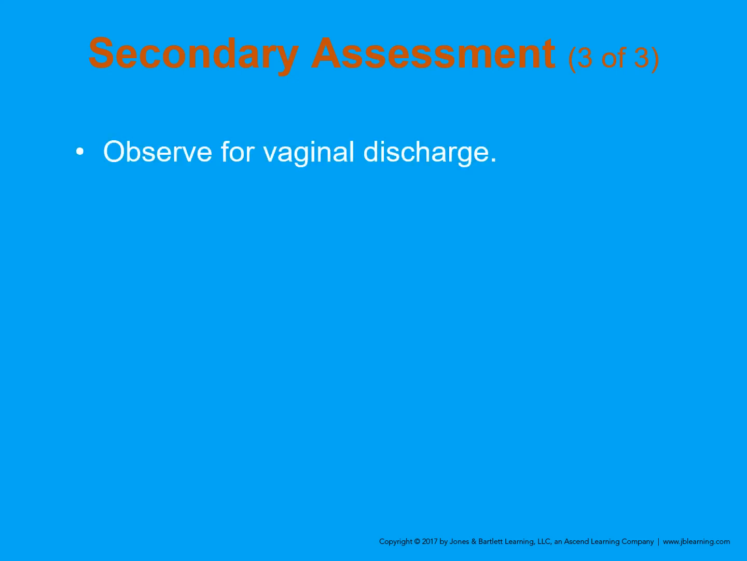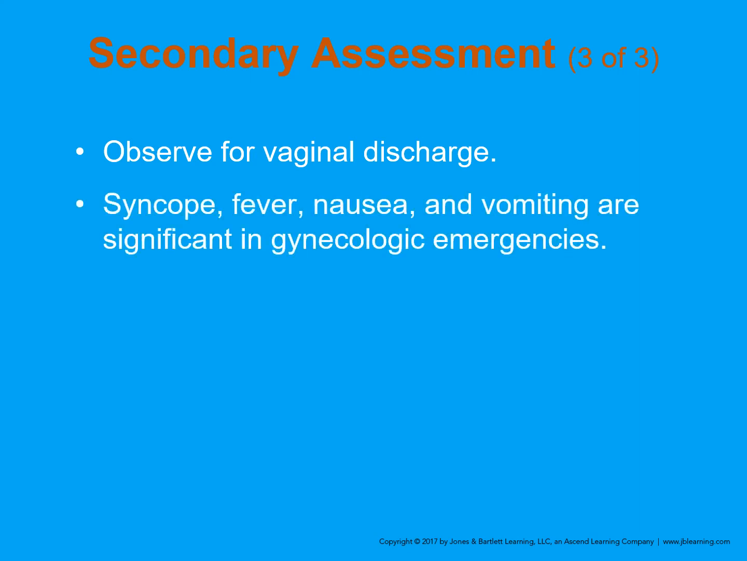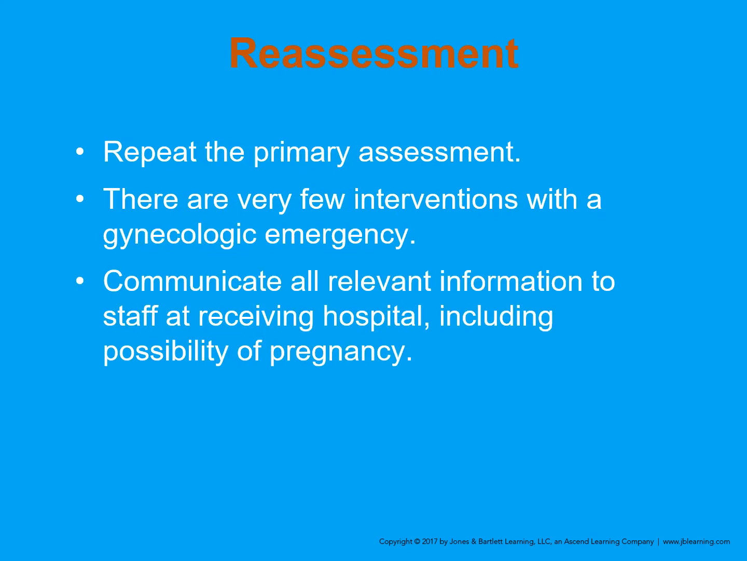Observe for vaginal discharge. Look for color, consistency, and any obvious foul smell. Syncope, fever, nausea, and vomiting are significant in gynecological emergencies. Make sure you do get a temperature on these patients. Repeat the primary assessment. There are very few interventions with a gynecological emergency. Communicate all relevant information to the staff at the receiving hospital, including the possibility of pregnancy.